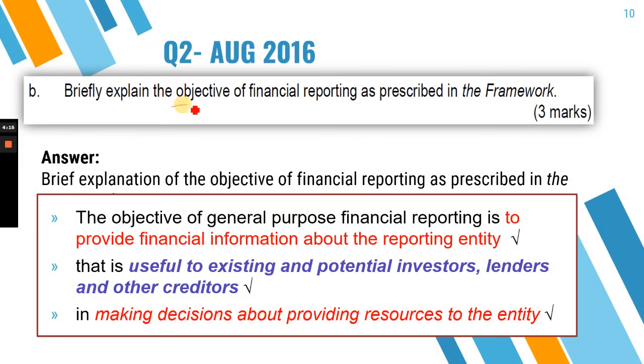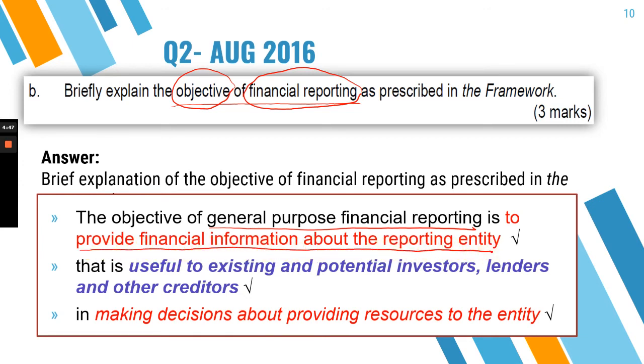Then you are asked to explain the objective of financial reporting. What is the objective of financial reporting? Not the objective of financial statements, but in a wider perspective, the financial reporting. So if you still recall, what we are preparing is general purpose financial reporting. So the financial statements that we prepare are for general purpose use. So that is actually to provide financial information about the reporting entity.